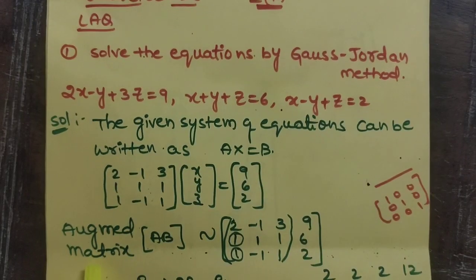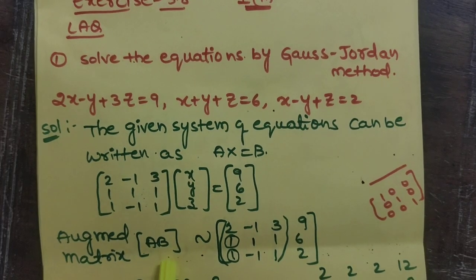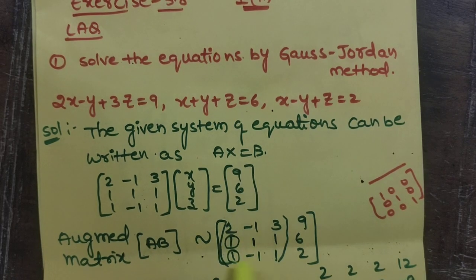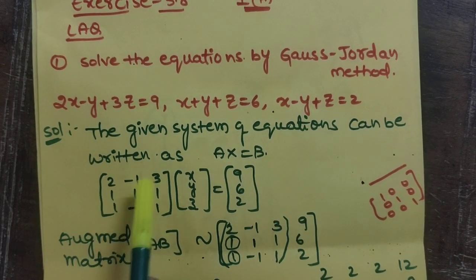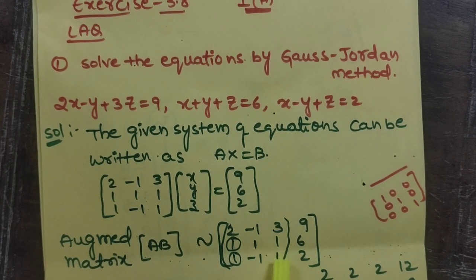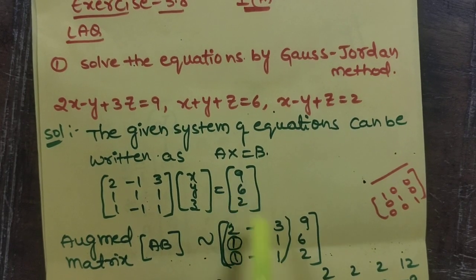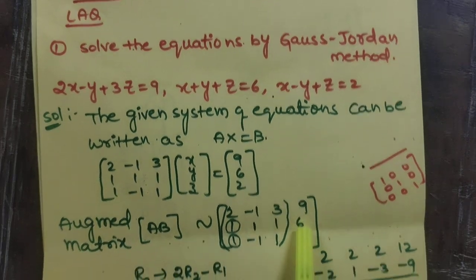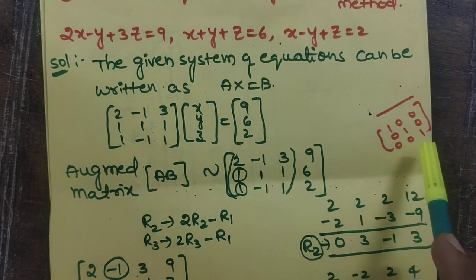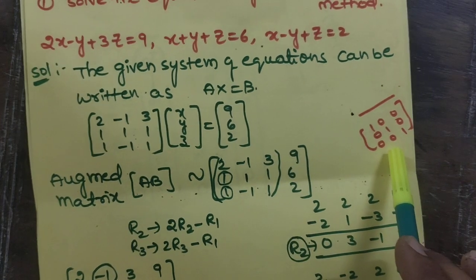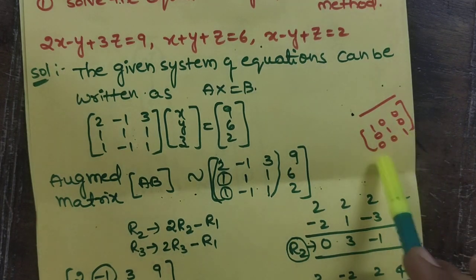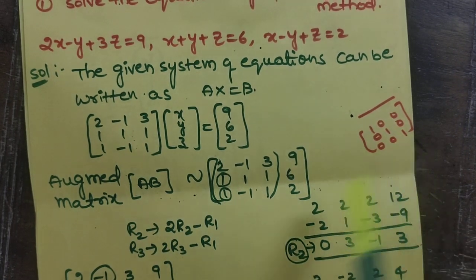Augmented matrix. The augmented matrix is AB. Writing A and B together is known as the augmented matrix. This is the A matrix: 2, minus 1, 3, 1, 1, 1 and 1, minus 1, 1. And the B matrix is 9, 6, 2. Next, this A matrix we are going to convert into a 3 by 3 identity matrix. 1, 0, 0, 0, 1, 0, 0, 0, 1 is the 3 by 3 identity matrix.